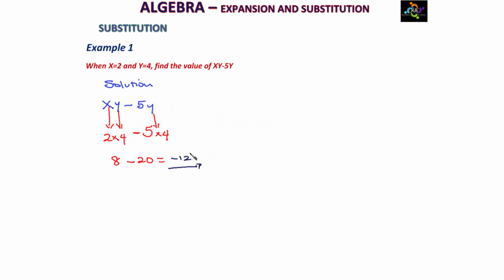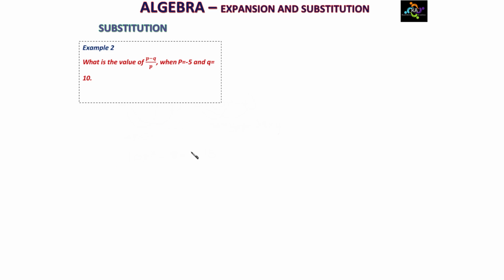Now let me give you another example. Example 2: what is the value of p minus q over p? Now we are working on the solution for this. How do we go about it? It is very, very simple. Now your p is what here? Minus 5. Your q is 10.